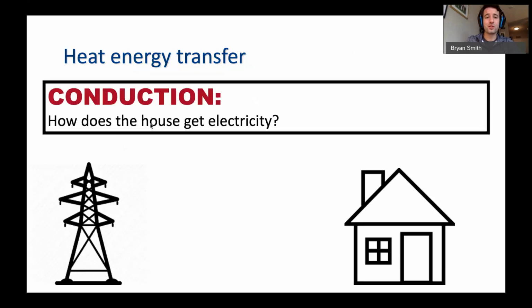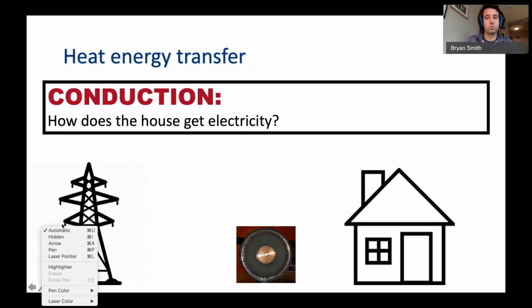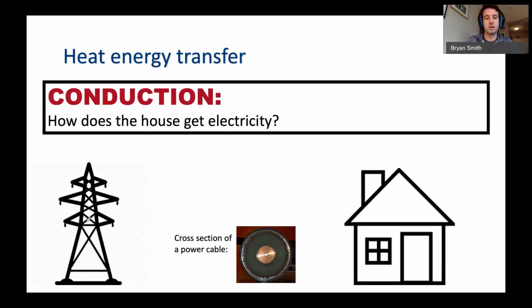Let's start with conduction. So, question like, how does the house get electricity, right? You got a house over here, you got a power line over here, and then you got this thing right here. This is a wire. So, this is actually what the inside of a power cable would look like. Notice here in the center, you got stuff that looks like it's made out of metal. And then around the outside here, you've got some rubber.